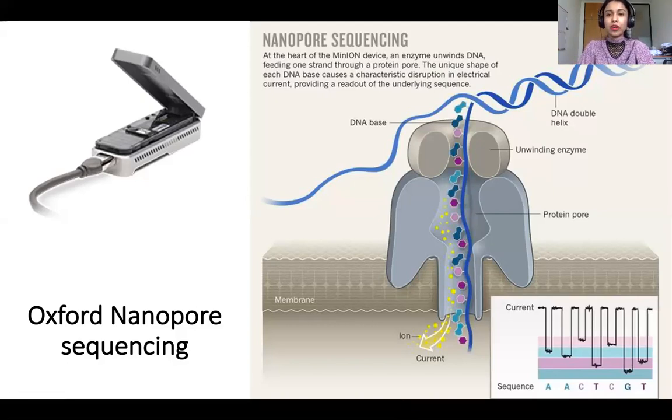There is no camera. There's no image acquisition as well with nanopore sequencing. It completely relies on a disturbance of your electrical signal. Okay, right.